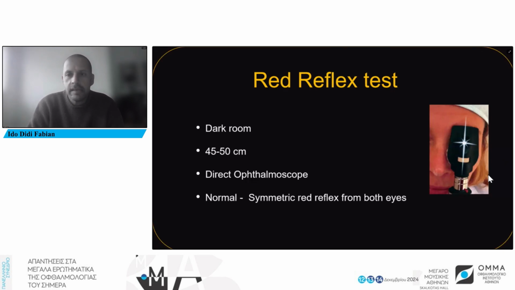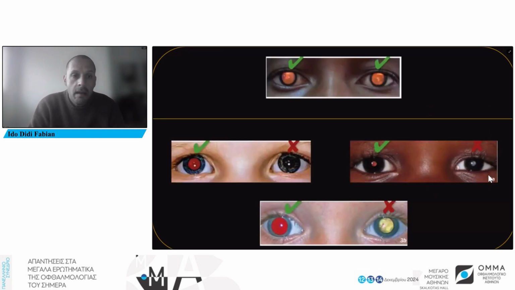A red reflex exam can detect leukocoria, so you need a dark room. You need a distance of about 45 to 50 centimeters, a direct ophthalmoscope, and better if the pupils are dilated, but they are in a dark room. And then in a normal physiological situation, you see a red reflex. Here are examples up here. I hope you can see my cursor.